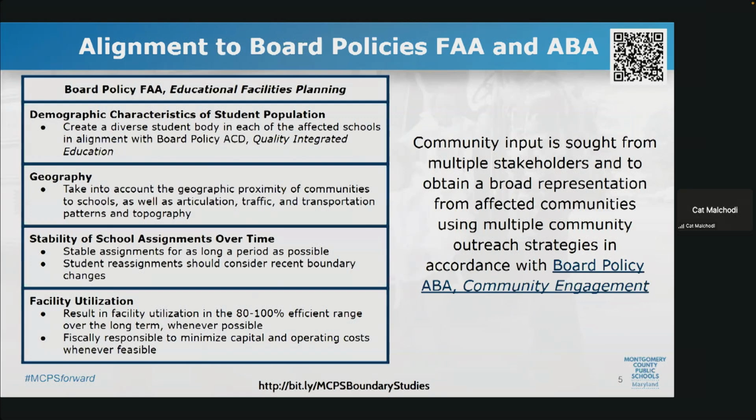When developing recommendations for the board, the superintendent of schools will provide a rationale for each recommendation that demonstrates the extent to which any recommendation advances each of the 4 factors. While each factor is considered, it may not be feasible to reconcile each and every recommendation with each and every factor. Throughout this process, community input is sought in accordance with Board Policy ABA Community Engagement.